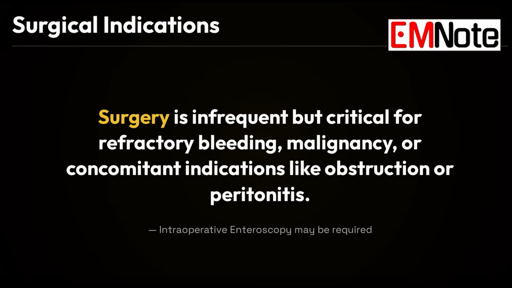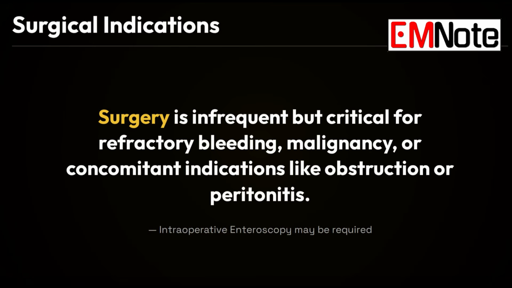Surgical intervention is infrequent now, but its indications are absolute. You need surgery if endoscopic attempts to control active bleeding have failed repeatedly. And that would involve what, a resection? Often a surgical resection of the bleeding segment, yeah. Sometimes it's guided by intraoperative enteroscopy to pinpoint the location.